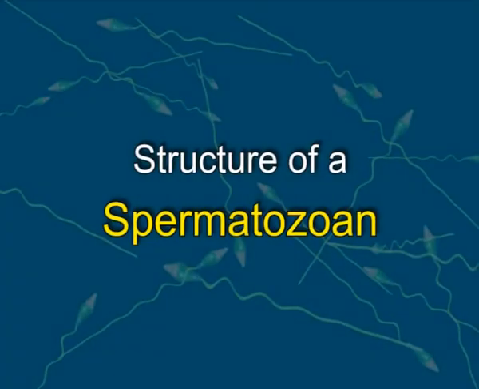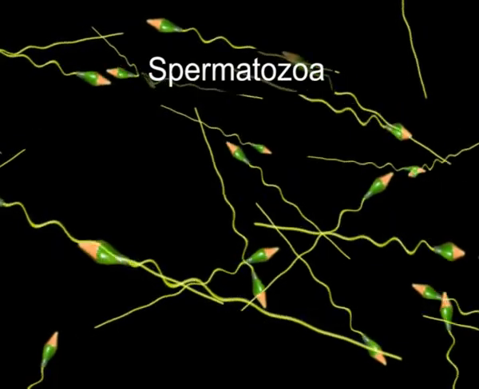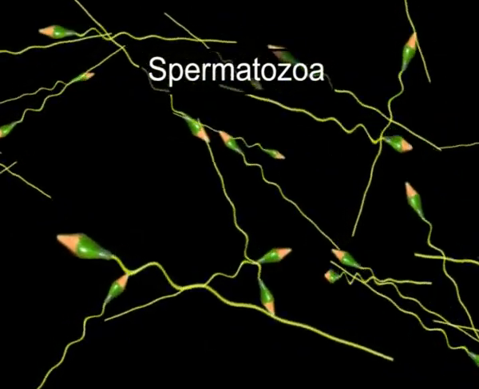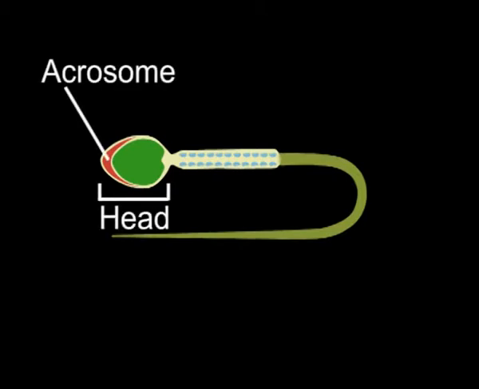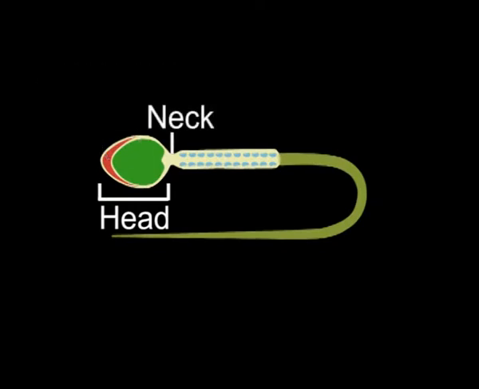Structure of one spermatozoan. Spermatozoa are composed of mainly four structures. Head, which is composed of acrosome and nucleus. Neck, which is very short and composed of two centrioles. Middle piece consists of mitochondria coiled around the axoneme.